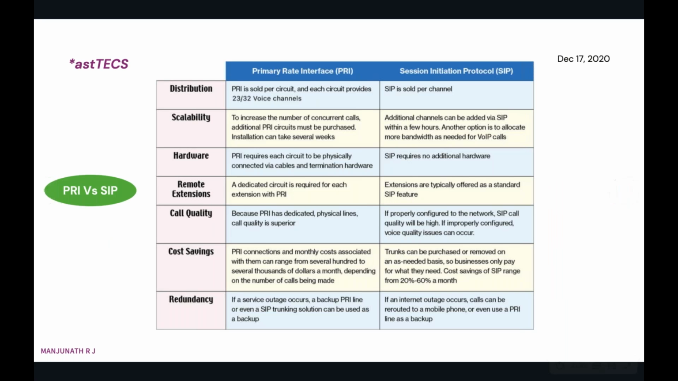So to start with, let us understand a few things about PRI and SIP. What we call Primary Rate Interface. Many people talk about PRI, also called ISDN. In different states and different countries, people talk about PRI, ISDN, E1, T1. They normally call it at that level.